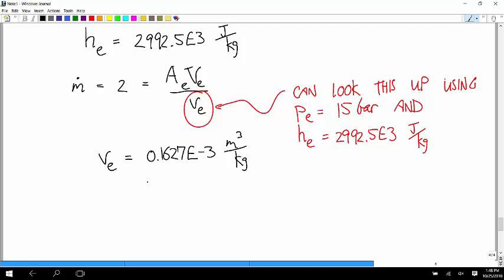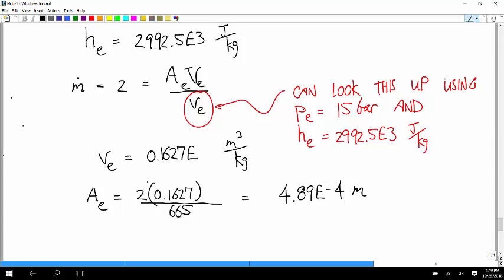And so then use this formula and you get the area at the exit is equal to 2 times 0.1627 times 10 to the minus third divided by the speed at the exit, which is 665. Oh, no, sorry. There's no times 10 to the minus third there. This isn't a liquid. Okay, so it's still going to be pretty tiny. So what do you get for that area? I guess my answer is probably right here. So 4.89 times 10 to the minus fourth meters squared.